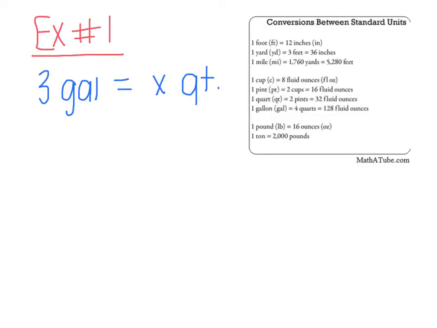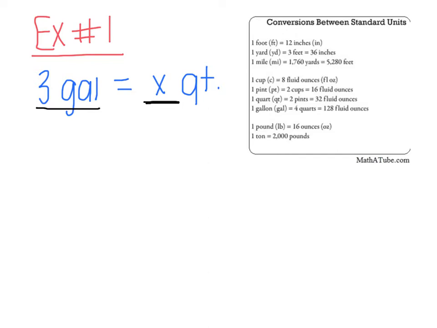So we have example number 1. We have 3 gallons equals X amount of quarts. Sometimes, like in the book, they'll just leave this blank. They won't put in a variable. But I like to put in a variable. It makes it easier, I think. So we're trying to figure out how many quarts equal 3 gallons.